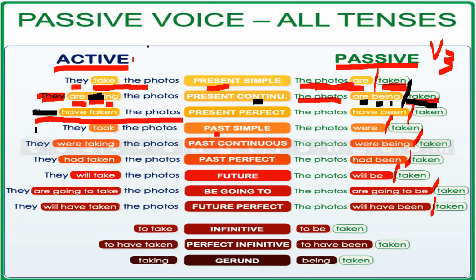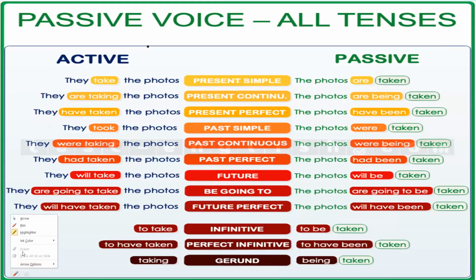Yes, sir, they is the subject. Okay, after that, we'll put the object, the photos. Okay, write the photos instead as the object. Yes, sir. The photos have been taken. Sir, this active is a kind of direct speech, and passive is a kind of indirect speech.